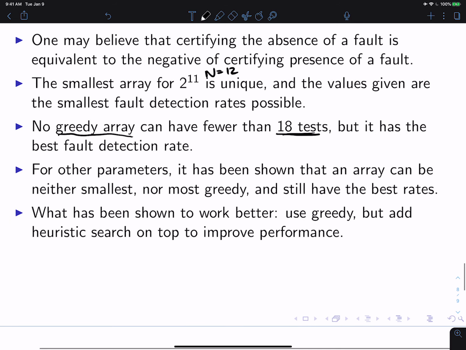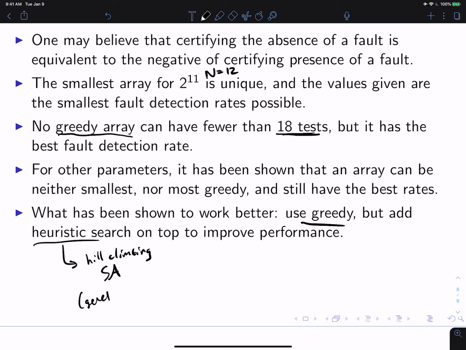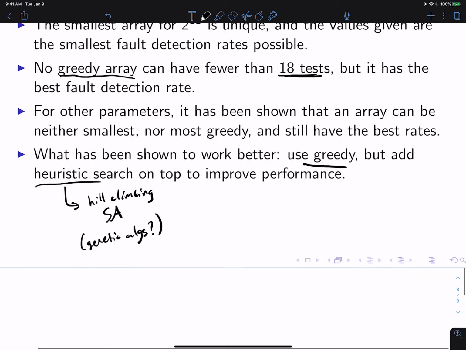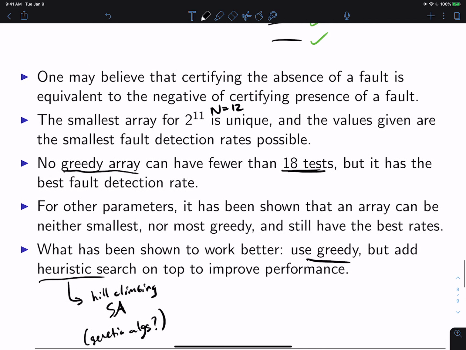And what has been shown to be better is to just use the greedy method, but add heuristic search on top of that. And by heuristics, I mean what we've been talking about: hill climbing, simulated annealing. A question that I'm not sure has been tried is genetic algorithms. I haven't seen anything on that. It might be worth looking into to improve performance on top of this.